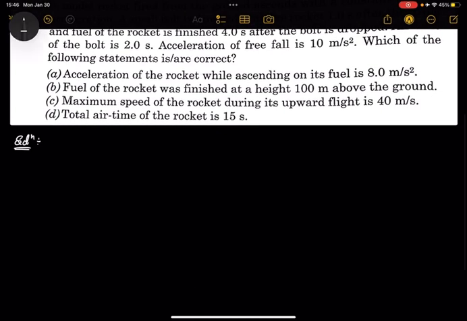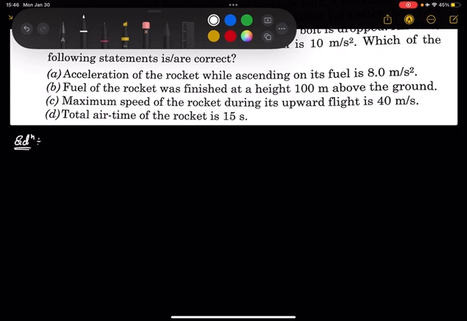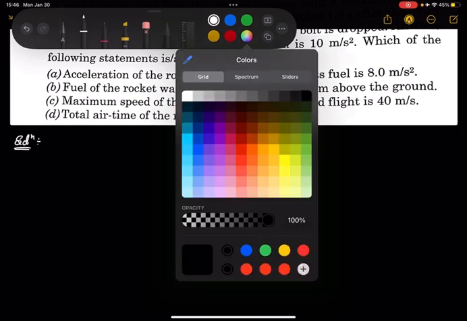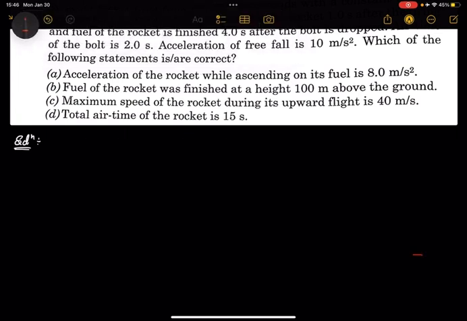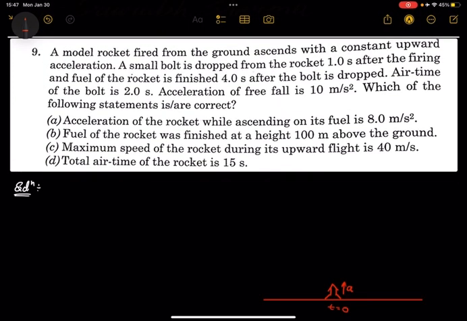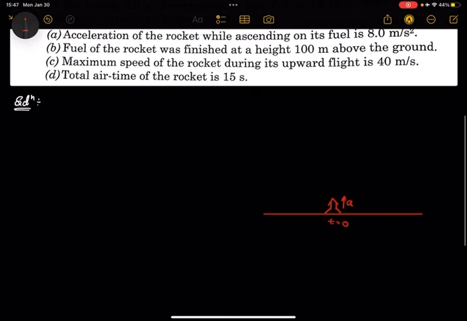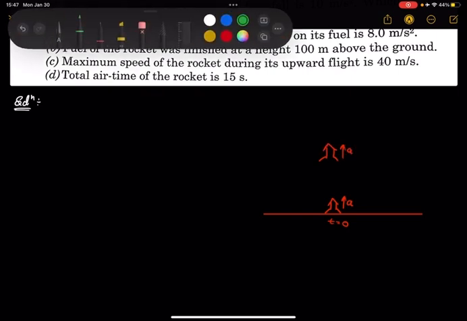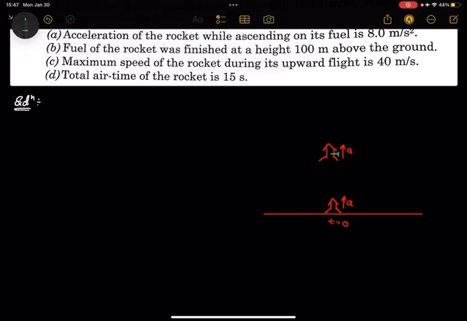So I want to draw the situation for better understanding. Let's assume, my dear friends, this is your rocket. This is the ground, and from the ground the rocket is going with acceleration a in upward direction at t equal to 0. What is happening after 1 second? After 1 second the small bolt is dropped. This is the distance covered. Let's assume this is your bolt. The bolt falls, and it is also moving with some velocity v.